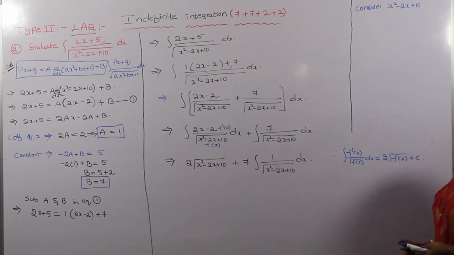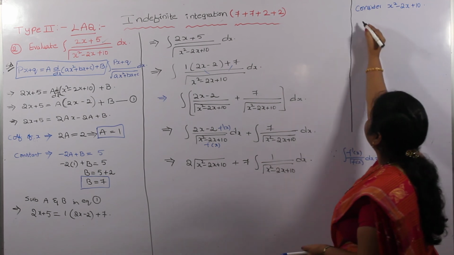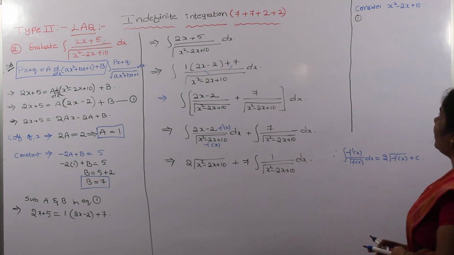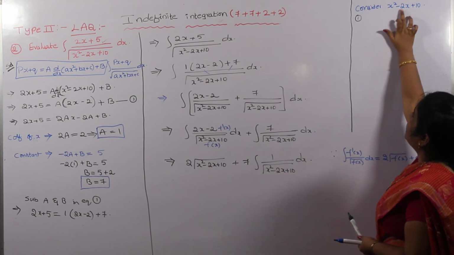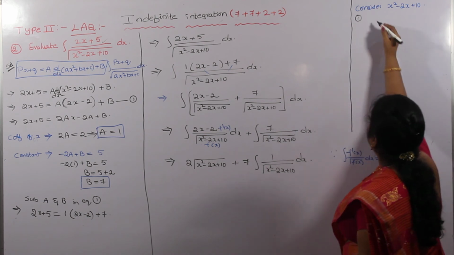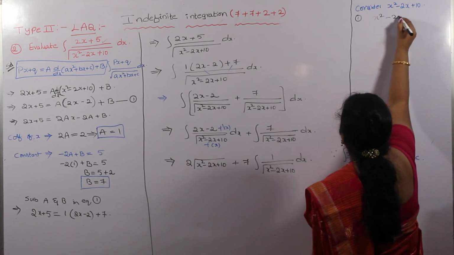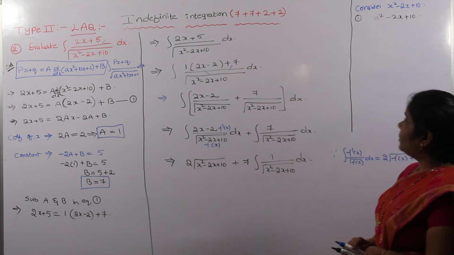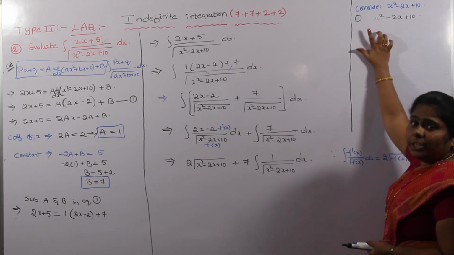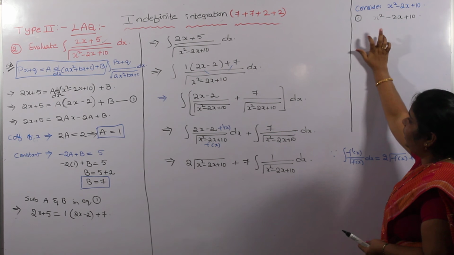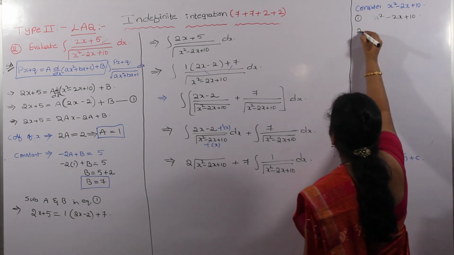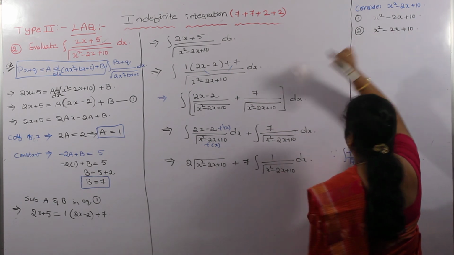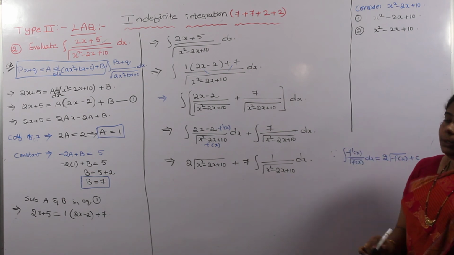For conversion, we have the steps. First, this expression is taken in order, that is ax square plus bx plus c. Already this is in order, so take it directly: x square minus 2x plus 10. First step is completed. What is the second step? Keep the x square coefficient always 1. Here the x square coefficient is already 1, so the second step is also taken directly. No need of change. Second step is completed.